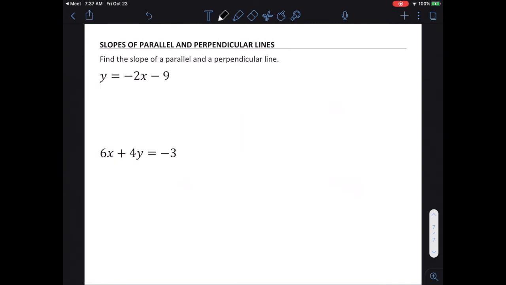Okay, let's look at some examples. So in this case, it says we want to find the slope of a parallel and a perpendicular line. So we're just going to find two different slopes, one for a parallel line, and that one's going to be the quickest and most simplest because it's exactly the same. So we know that the slope of a parallel line in this case is just going to be -2 because we have y equals -2x minus 9. Now, the slope of the perpendicular line, though, is a little bit more challenging because we have to think a little bit more.